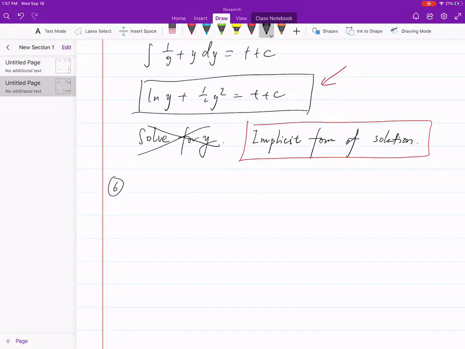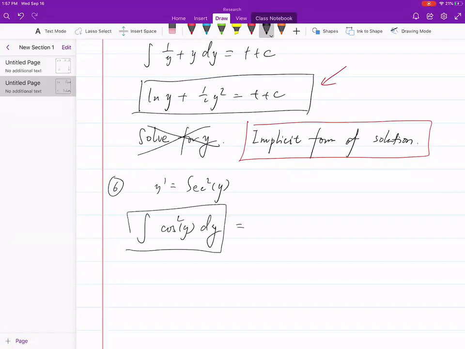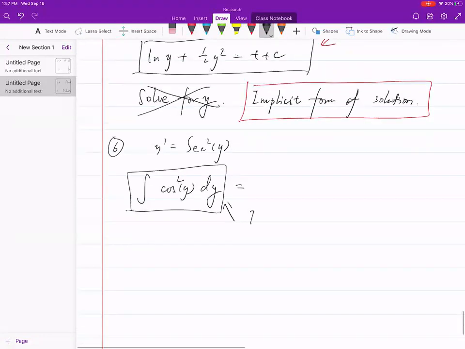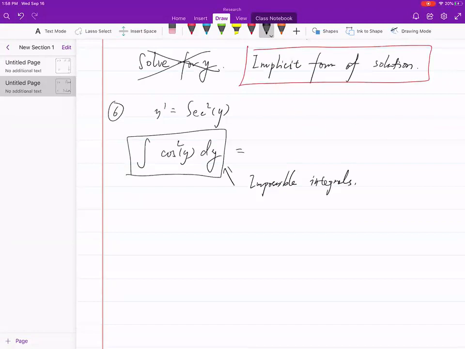Finally, of course, a quick example, not even worth doing. It's just sometimes you have y prime equals secant squared y. Okay. You try to do everything, you find cosine squared y dy. Sometimes things like this are just difficult to solve. So sometimes you have impossible integrals. Secant y squared. Otherwise, it's doable. You can do the half angle formula.